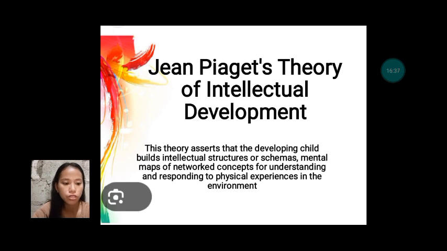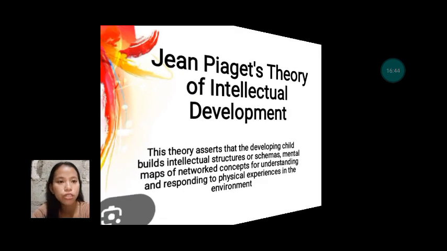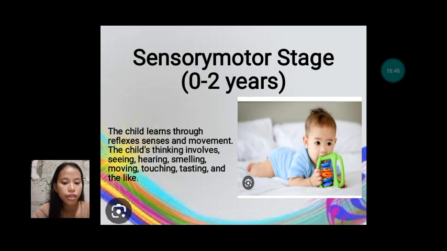Piaget's stage theory described the cognitive development of children. First, the sensorimotor stage of cognitive development, 0 to 2 years old. The child learns through reflexes, senses, and movement. The child's thinking involves seeing, hearing, smelling, moving, touching, tasting, and the like.